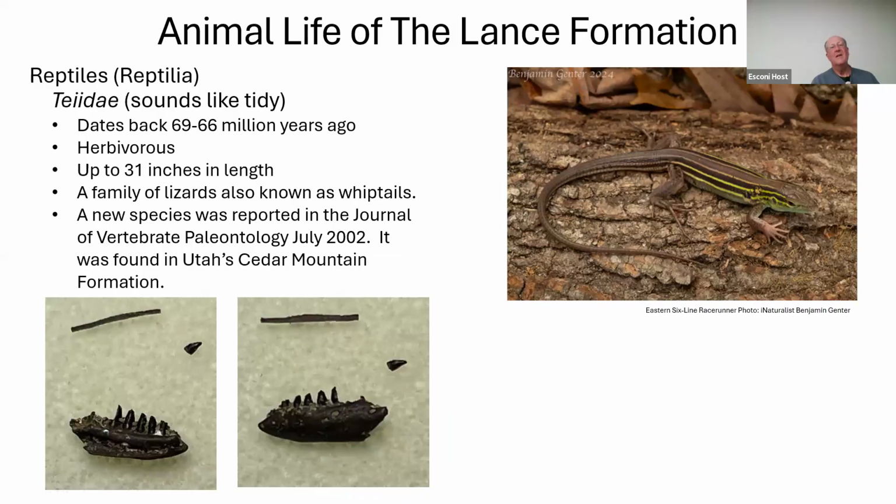Next are your lizards, your teiids, is how you pronounce the name. They existed from 69 to 66 million years ago. They were herbivores. They could be as long as 31 inches in length. They're known as whiptails in modern day and at that time. A new species of teiid was discovered in 2002 in Utah's Cedar Mountain Formation.